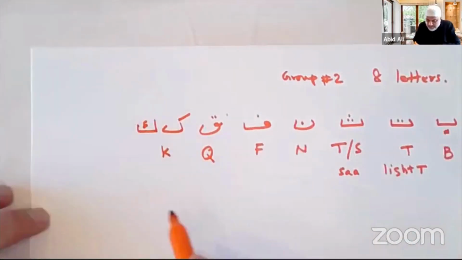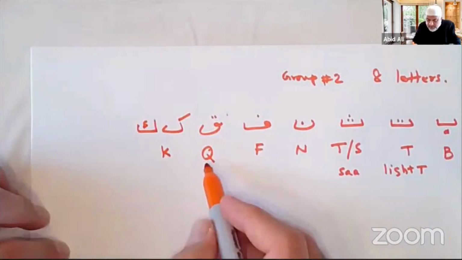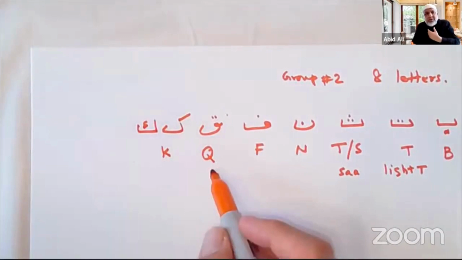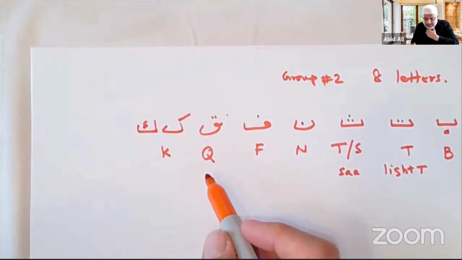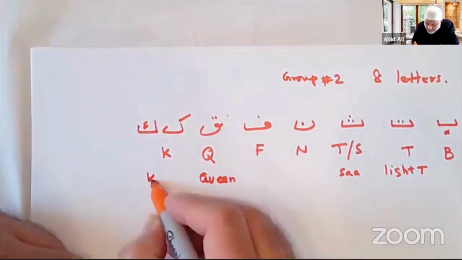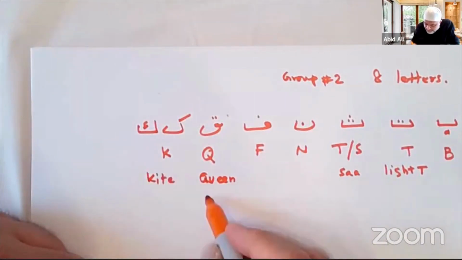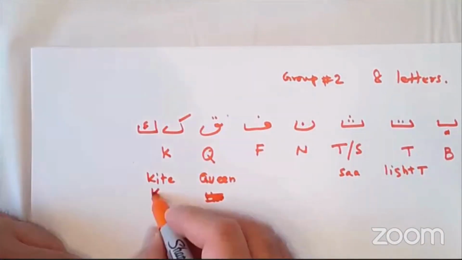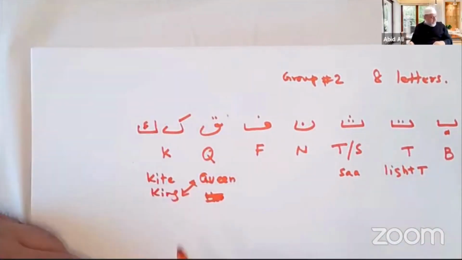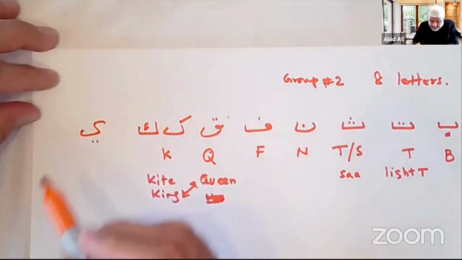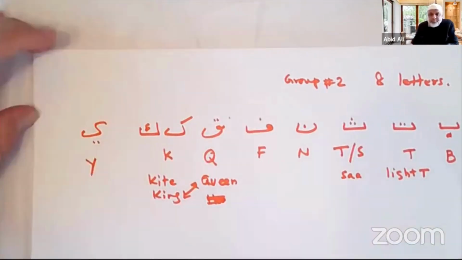So this is the lighter version of this qaf. So this is queen and this is kite. You can see the difference. Queen, with you bringing the sound from the deep throat here, and this is kite. So there is a difference. This is heavy. Queen and king. Queen and king. That's a good example. All right. Then the last letter is ya, and it is I think Y.